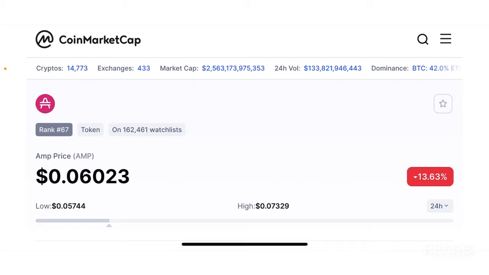In this episode, we're going to talk about a new token that got launched on Binance recently, and this token is called AMP, or the AMP token, right?